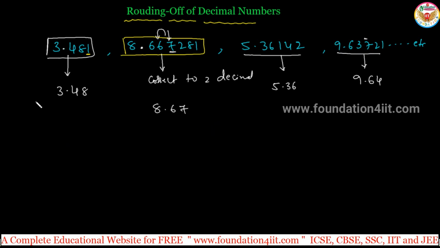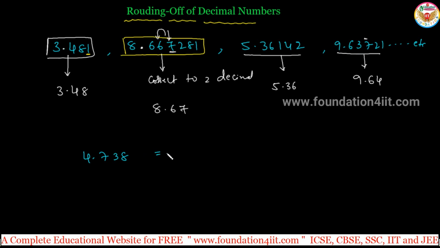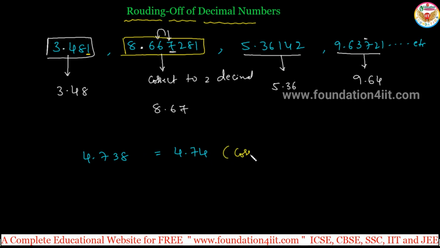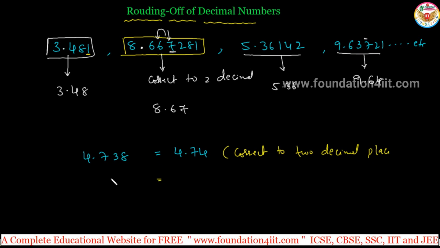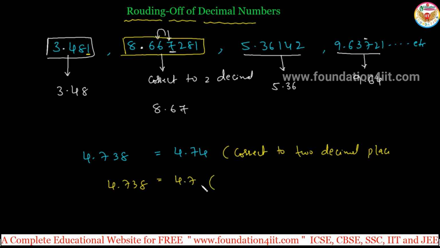Okay, few more examples. Now 4.78 or let's take 4.738. Now this is equal to 4.74. This is correct to two decimal places, right? Correct to two decimal places because third place is 5 and above, because 8 it is. Next, same 4.738. I can write only 4.7. This is correct to one decimal place.